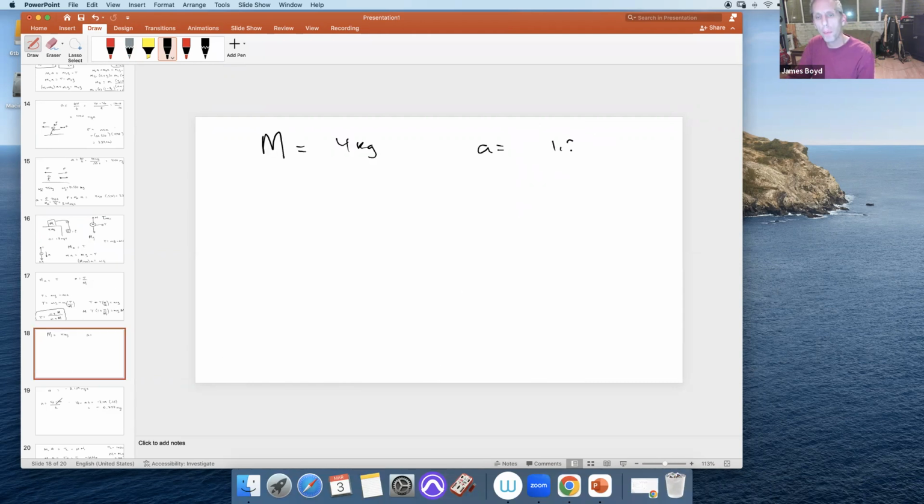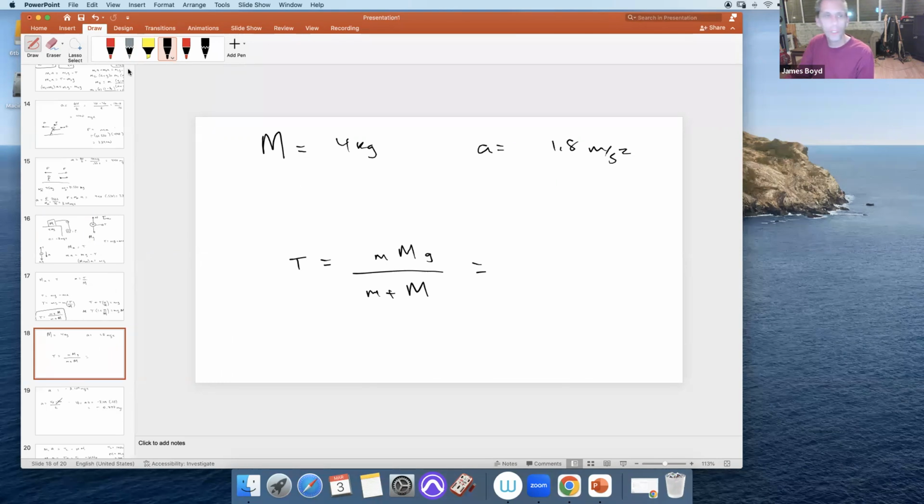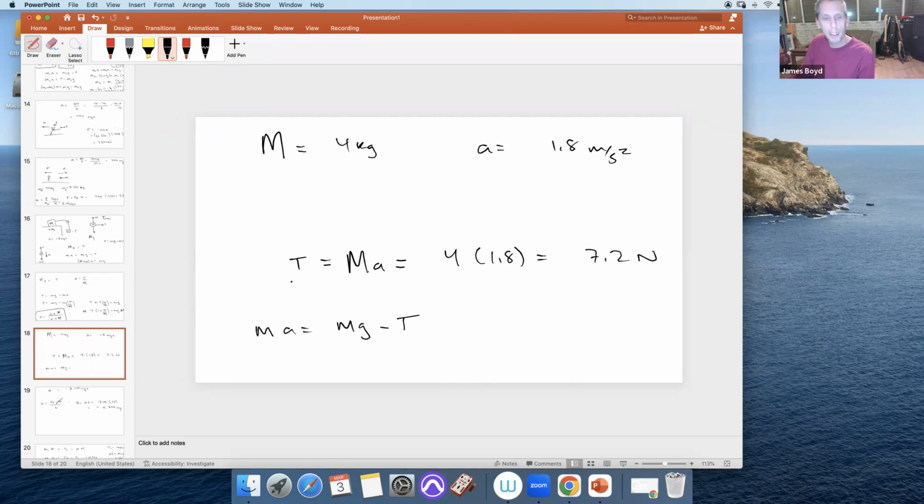And A was 1.8 meters per second squared, and we found that the tension was little m big M g over m plus big M. But that's not really the one I want to use because I'm trying to find little m. So the tension is also, if I go back and look, the tension was big MA. So the tension is 4 times 1.8, which is 7.2 newtons. And little m A was equal to mg minus T.